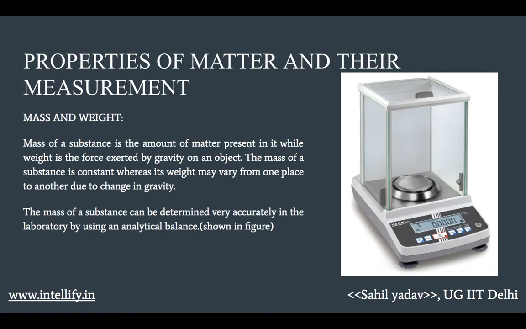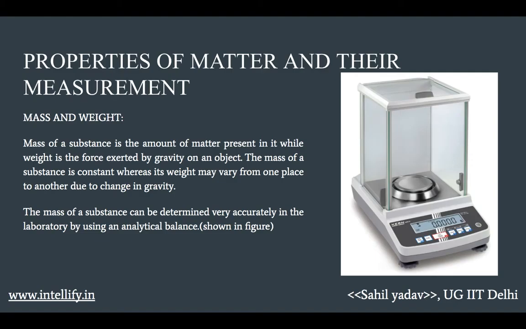The mass of a substance can be determined very accurately in the laboratory by using an analytical balance, which is shown in the figure. The SI unit of mass is kilogram. However, its fraction gram, that is 1 kg per 1000 gram, is used in laboratories due to smaller amounts of chemicals used in chemical reactions.